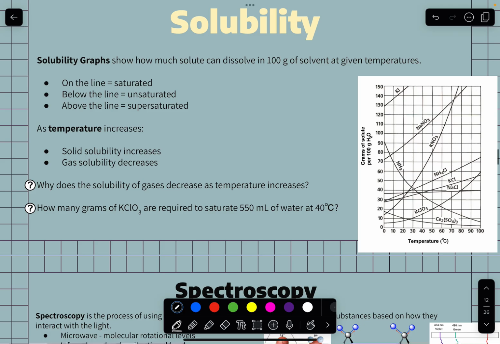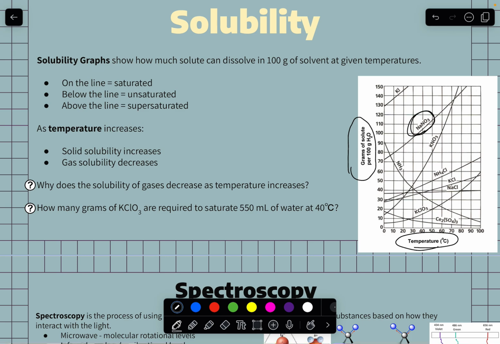Okay, and then solubility graphs. Again, this is something you talked about in 10th grade. Remember, we have these graphs that show solubility for different compounds. On the x-axis we have temperature. On the y-axis, we have our grams of solute in 100 grams of water. If you're on the line, it is a saturated solution. Below the line is unsaturated, above is supersaturated. And remember, the line is for a specific compound.